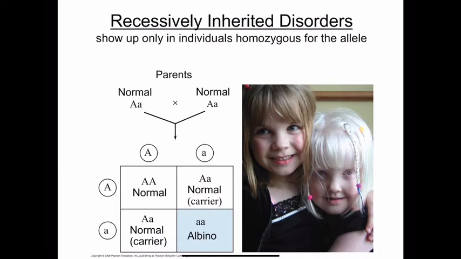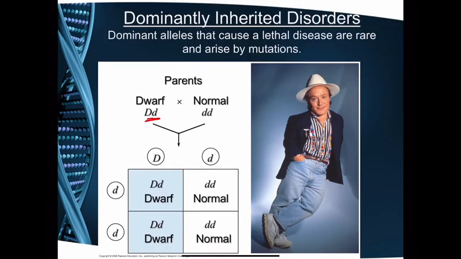So recessive disorders, such as albinism, show up when you have two recessive traits, okay? Those heterozygotes that we have talked about are the carriers, meaning they can carry that gene or pass it on to their offspring. Dominant disorders, okay?